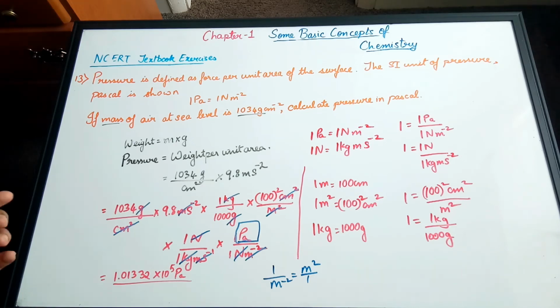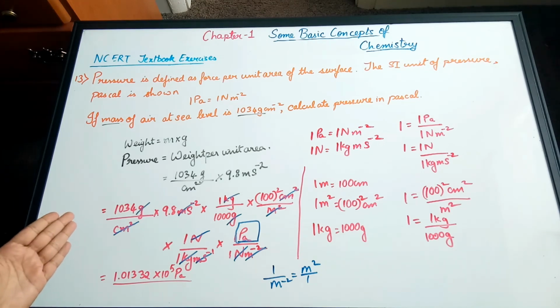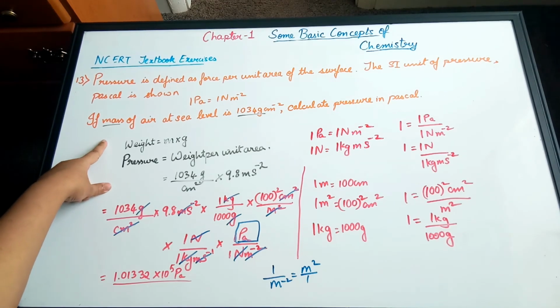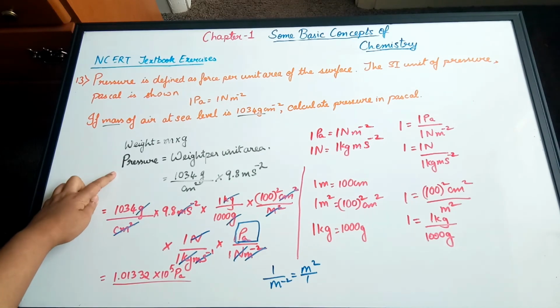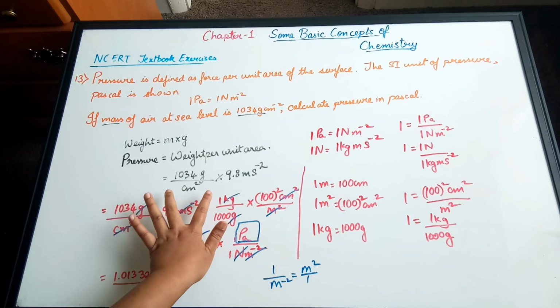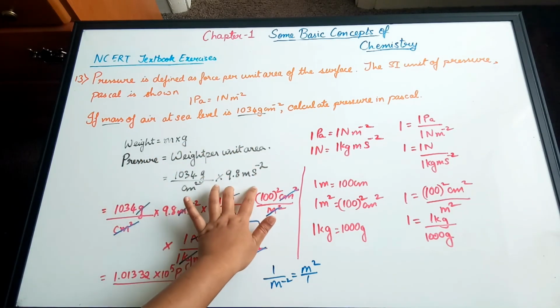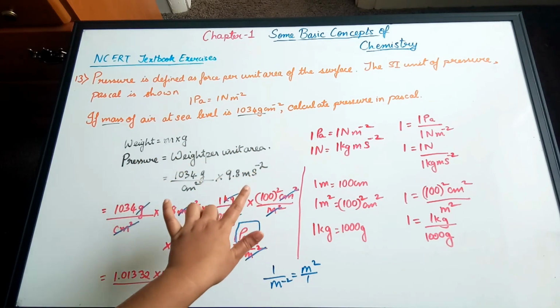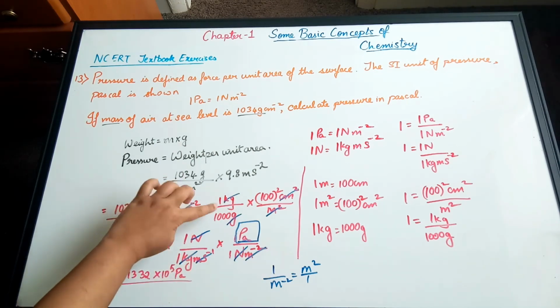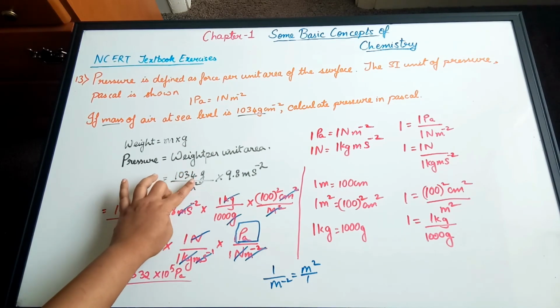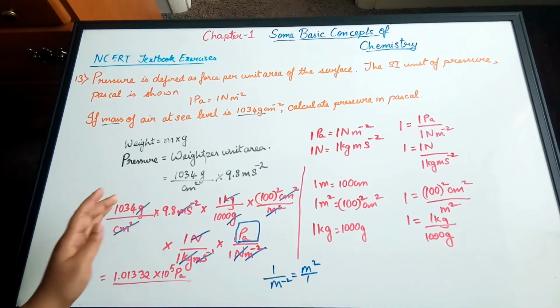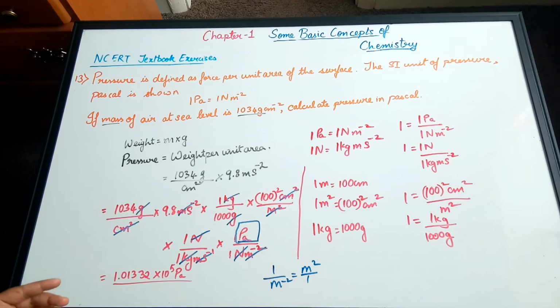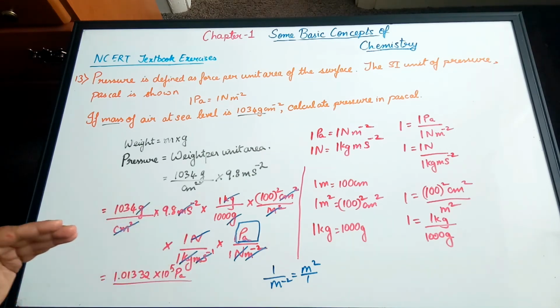So weight is given as mass into gravity. We've been given the mass of the air, we've not been given the weight. So pressure would be equal to weight per unit area. So we had to multiply this value with gravity. Now we were asked to calculate the pressure in Pascal. So whatever answer we would have gotten here, you would have gotten the answer in grams centimeter per centimeter square, meters second square. So we had to convert all of these units to get our answer in pascals. That's where we started over here.